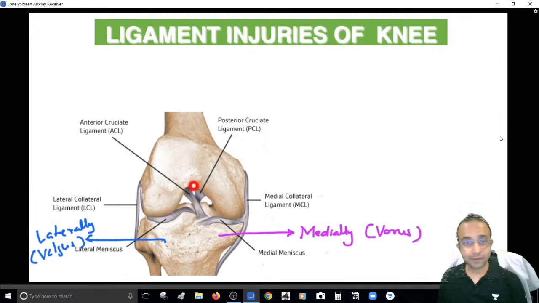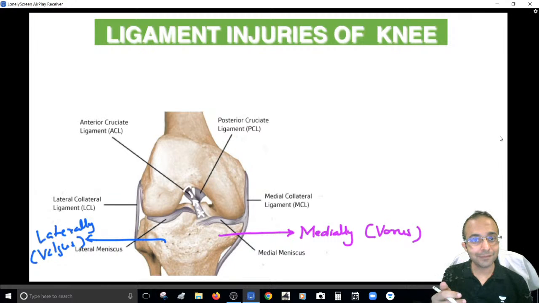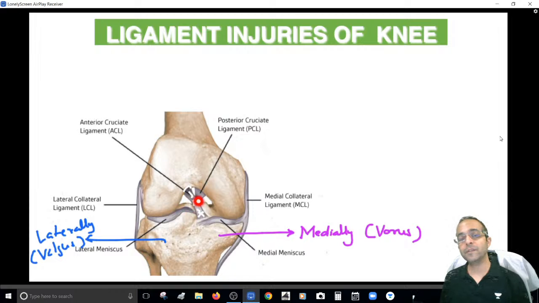Like if you see this ACL, it's beginning right in front on the tibia, and then it is going back and then inserting on femur. So ACL is going from front to back. But if you notice this PCL, it must be starting somewhere on the back of the tibia, and then you can see it is coming in front to attach on femur. So ACL goes from front to back and PCL goes from back to front.